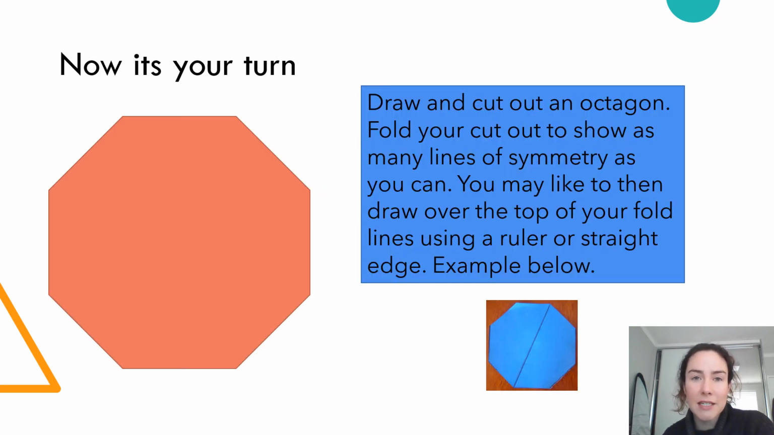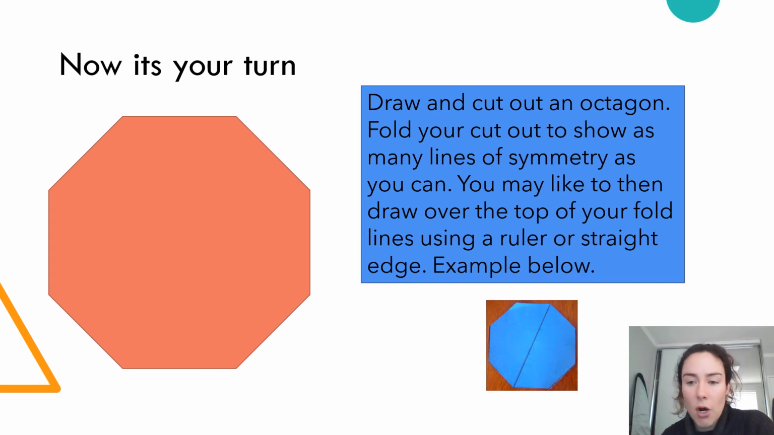And our second activity I'd like you to complete today is draw and cut out an octagon. Fold your cut out to show as many lines of symmetry as you can. You may like to then draw over the top of your fold lines using a ruler or straight edge, like the example below. So this person here has folded their octagon in half and they've created their line of symmetry and then they've drawn over the top of it.